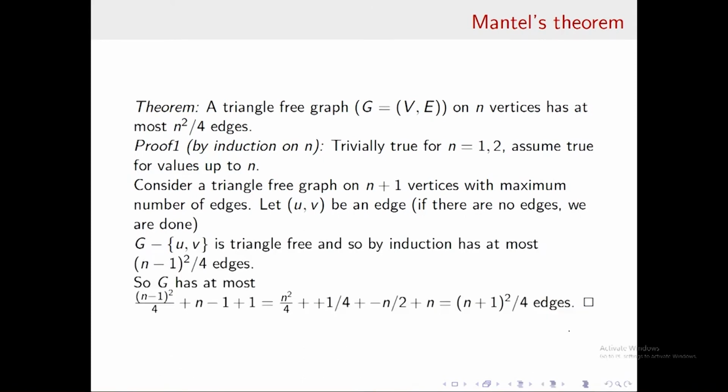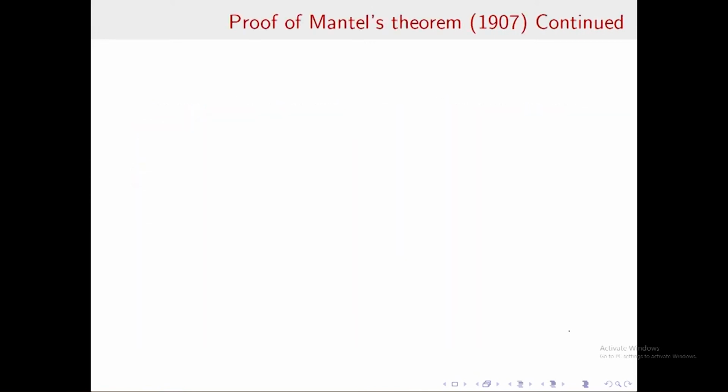Okay, so now this is a proof, right? Complete bipartite graph n by 2 is one construction. Now this actually tells you that every graph, if it doesn't have a triangle, you can't have more than n square by 4 edges. I'm going to give you a couple of more proofs. Okay, so here is a very nice proof which I liked.